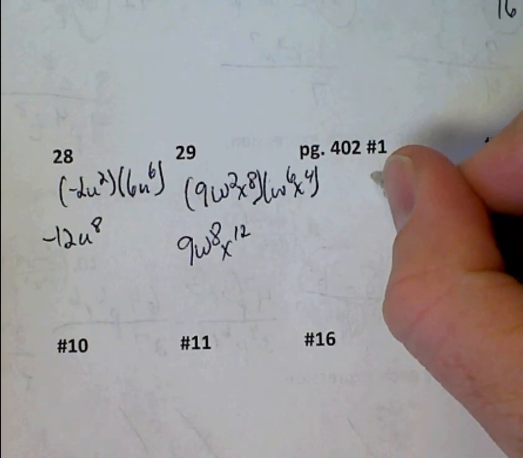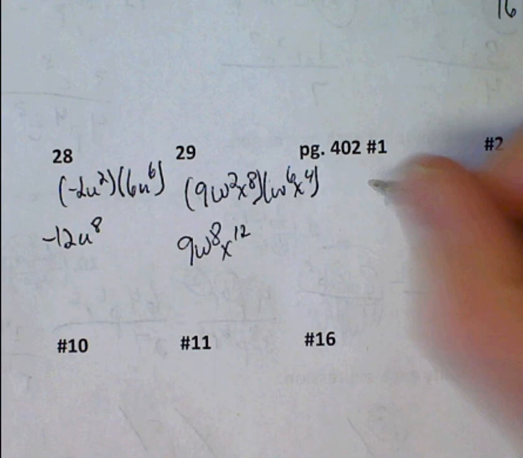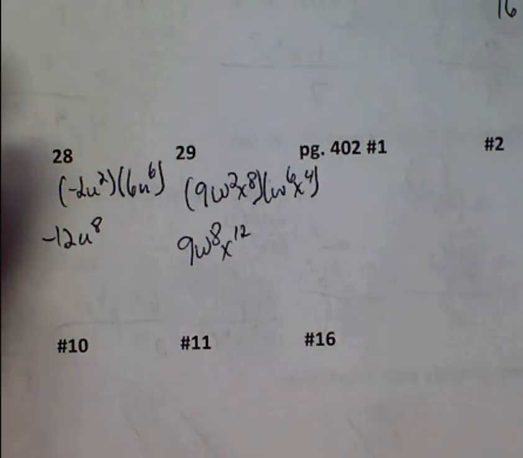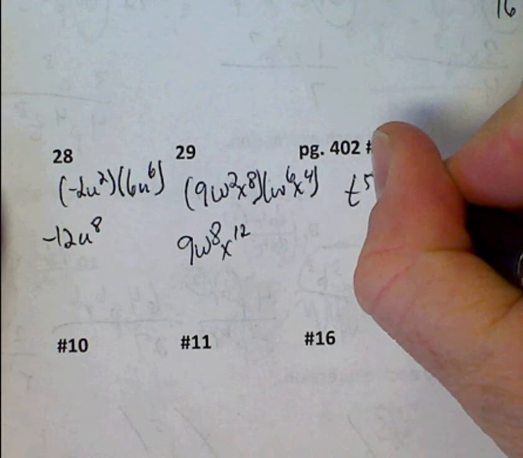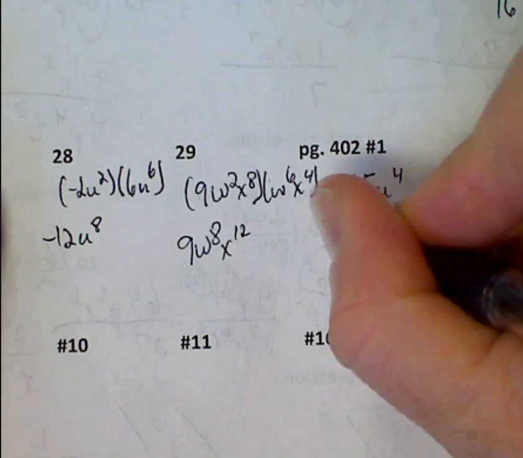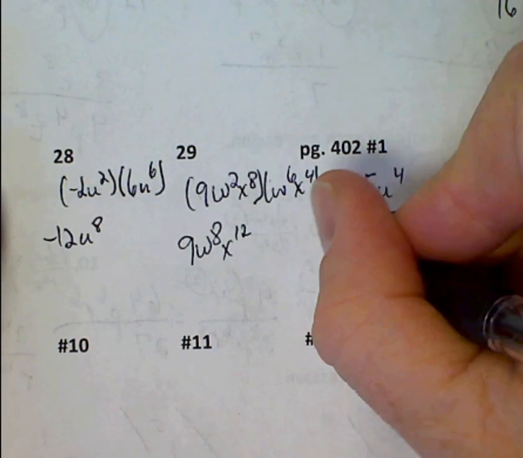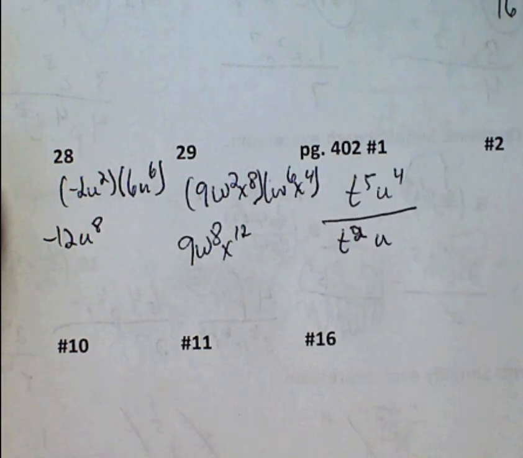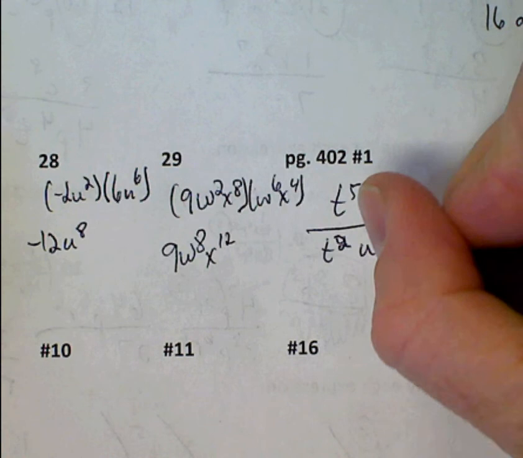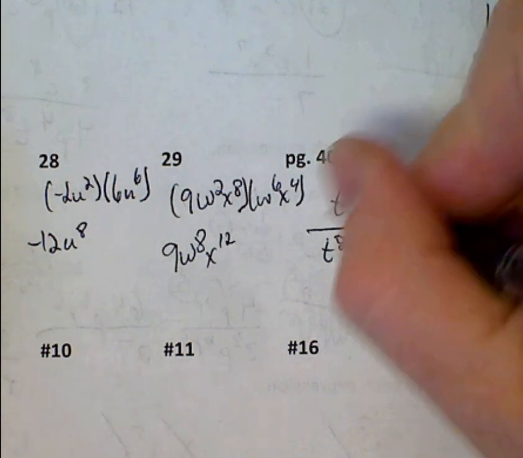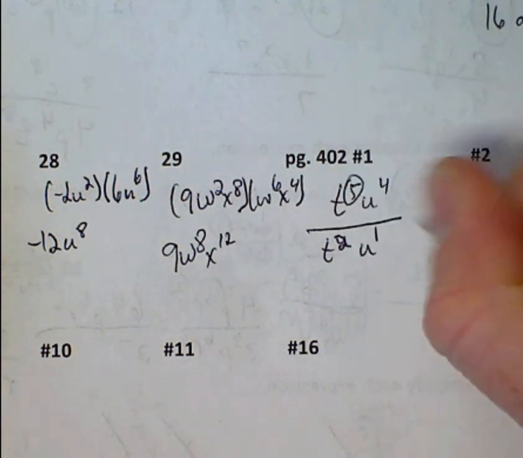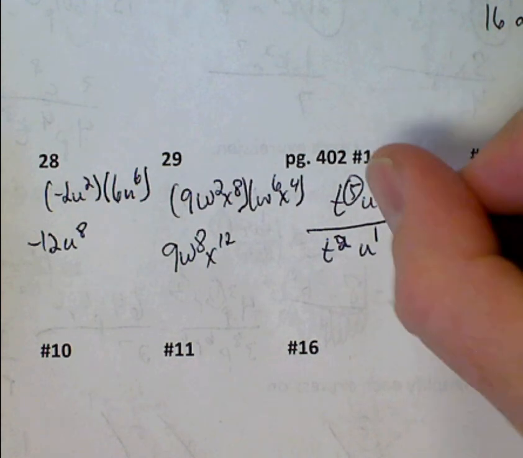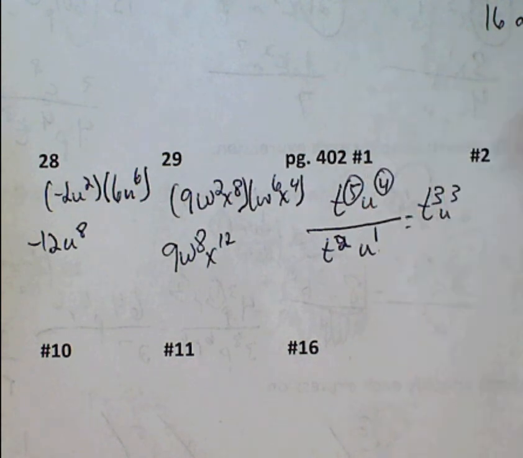Page 402, number 1. t to the 5, u to the 4, over t squared, u. So these are on top. That's really u to the 1. 5 minus 2 is on top. That's t to the 3rd. 4 minus 1 is u to the 3rd. And we're done.